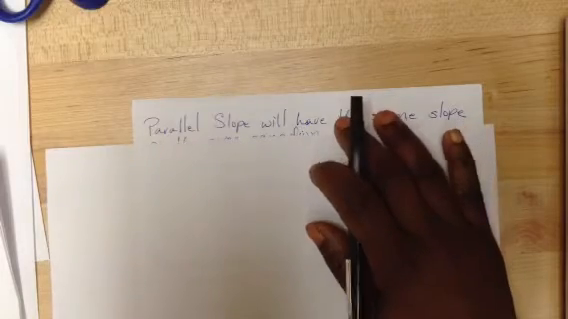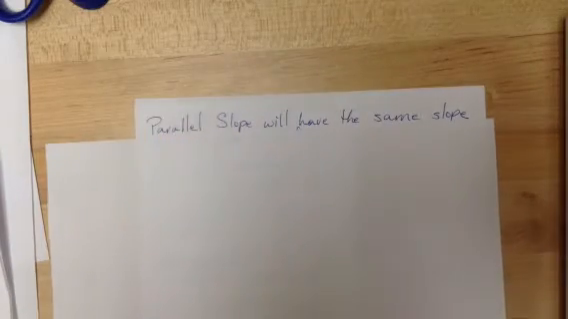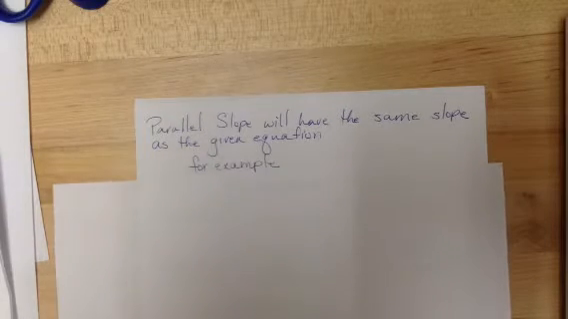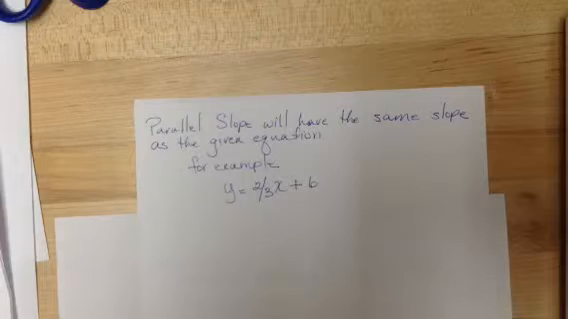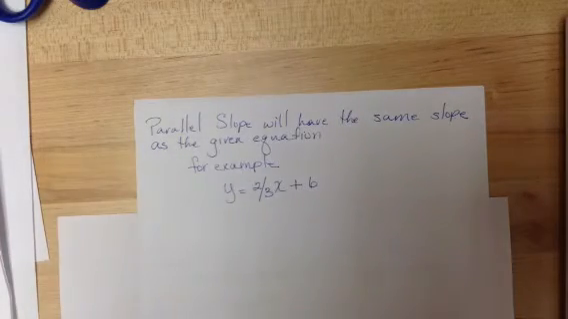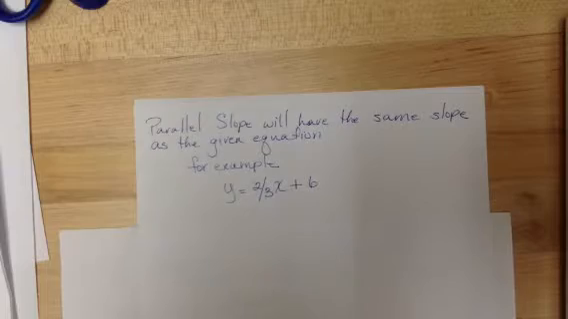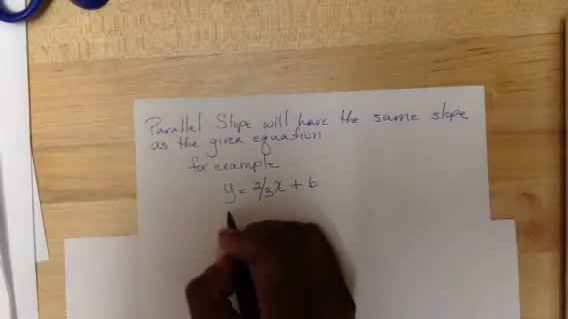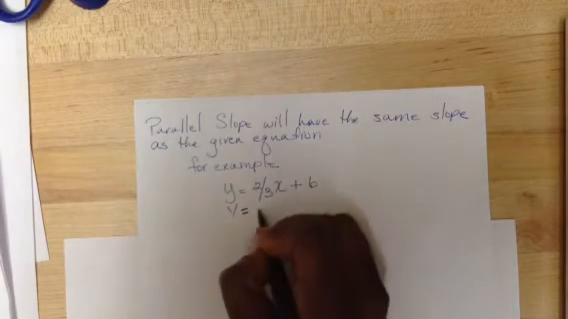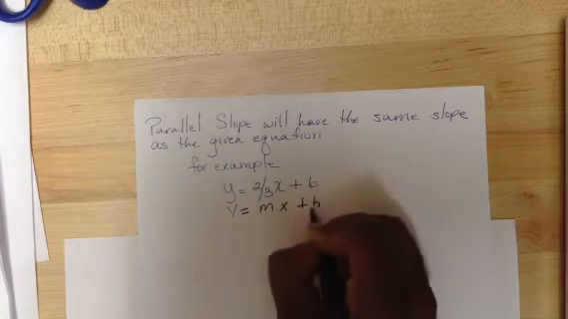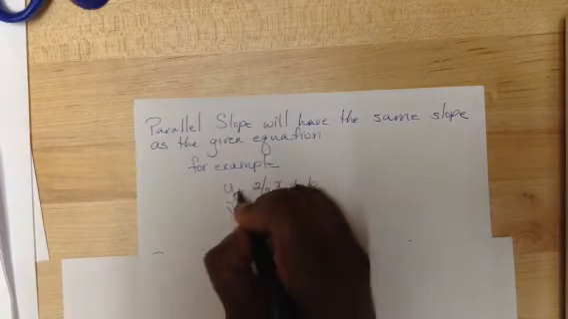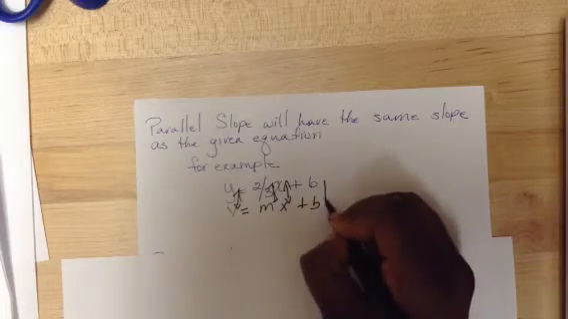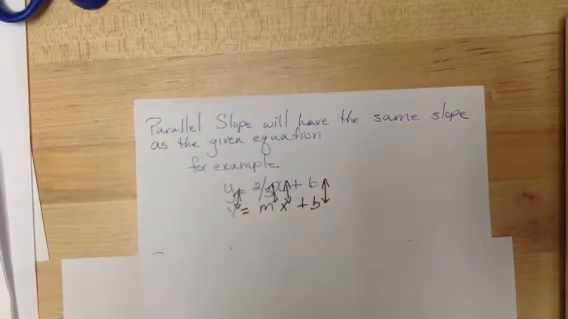Now, when we're looking at parallel, lines will have the same slope as the given equation. For example, let's take a look at the equation y is equal to 2/3 x plus 6. If I'm concentrating on the slope, let's think about slope-intercept form. Slope-intercept form is y is equal to mx plus b. These are matching up, and these are matching up, just so we can see what goes with what.